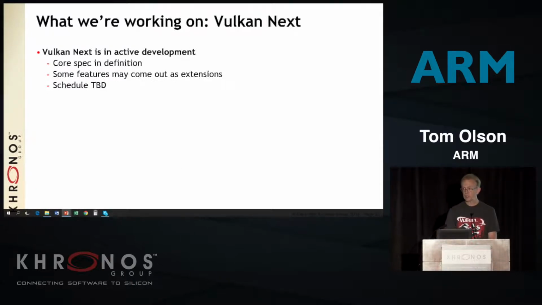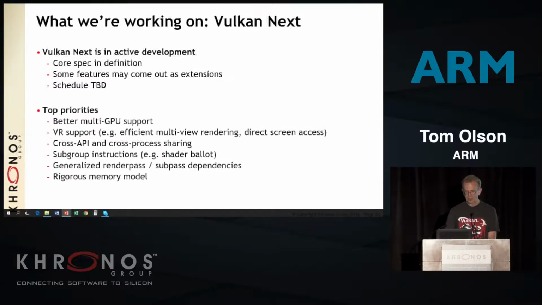The other 50% of our time is going into Vulkan Next. So we are actively working on defining the core spec and also on some extensions which fill gaps that we have noticed or that people have pointed out. I can't commit to a schedule, I've learned my lesson, but we're working on it steadily and you should see stuff coming out. You definitely will see it. We have identified our top priorities, these are some of them. You can use multiple GPUs in Vulkan today, but not very well. Like you can't, for example, render to a texture with one GPU and then consume it in another GPU. We're working on making that better. Lots of things for VR support. That includes multi-view, also synchronization and sharing and stuff like that, cross-API and cross-process stuff.